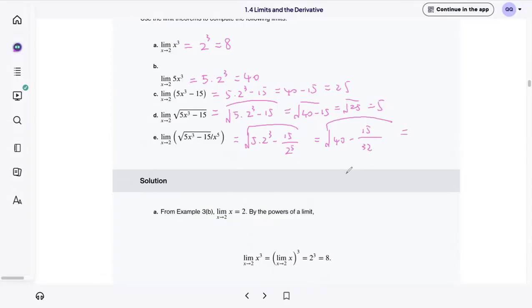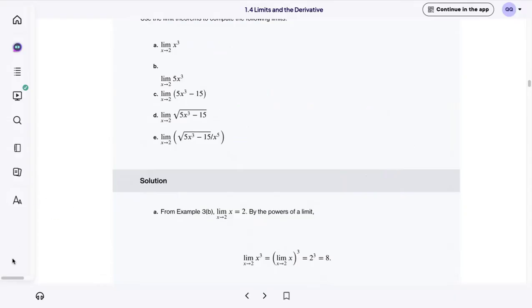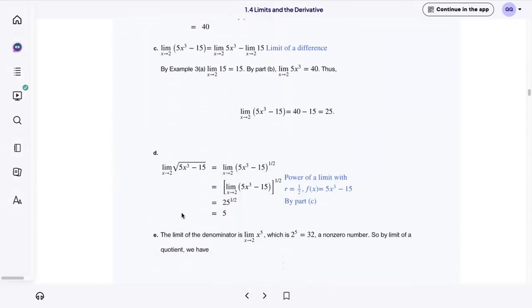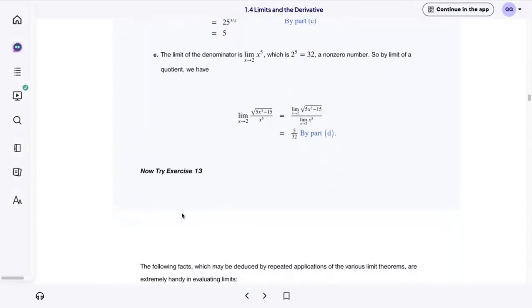We just have to subtract those two numbers. So 40, we can do 39 plus 1. Then 1 minus 15 divided by 32. We get 17. So I have the square root of 39 plus 17 over 32. We can leave it like that. It's an irrational number. Or maybe we can approximate, use calculators. Oh, actually, it can be simplified to be 5 over 32.